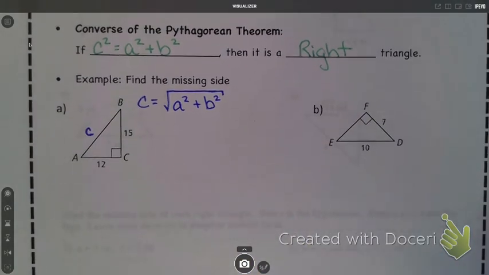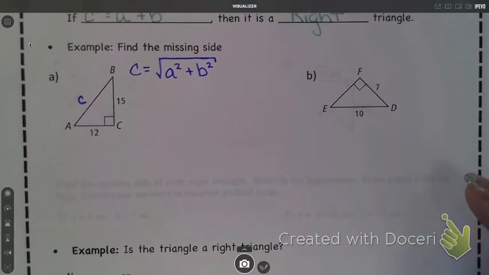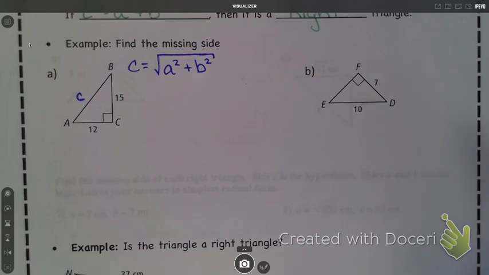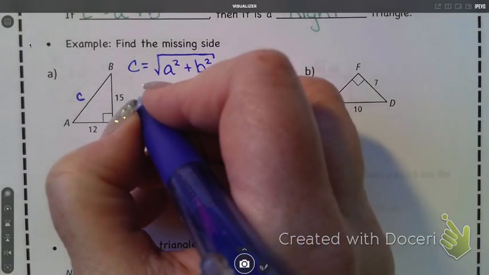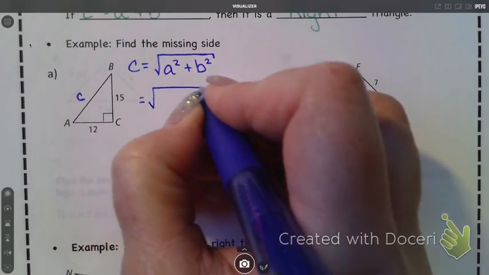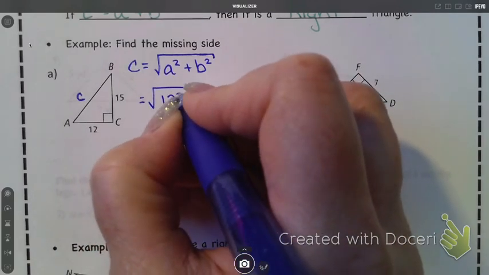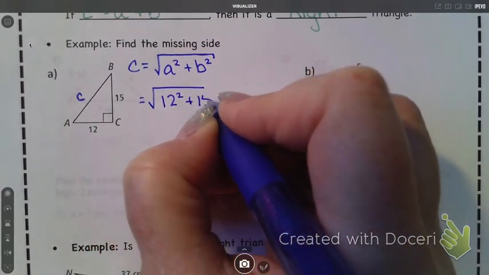Last class period, somebody tried to add before they square. Can I add before I square? No. I have to follow order of operations, correct? Yep. Okay, so does it matter which one is A and which is B? Nope. So we have 12 squared plus 15 squared.